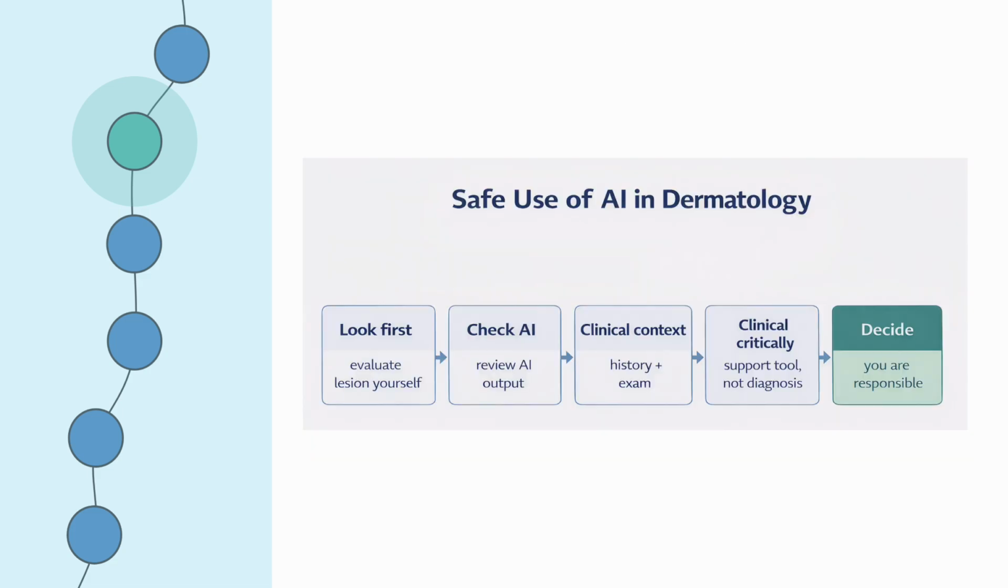The following are principles for safe AI use in dermatology. Assess independently, examining the lesion before reviewing AI output. Interpret in context. Consider AI results alongside patient history and clinical findings. Use it as support. Treat AI as an aid, not a definitive diagnosis, and question its suggestions. The key takeaway: safe AI use relies on clinical responsibility and critical thinking.